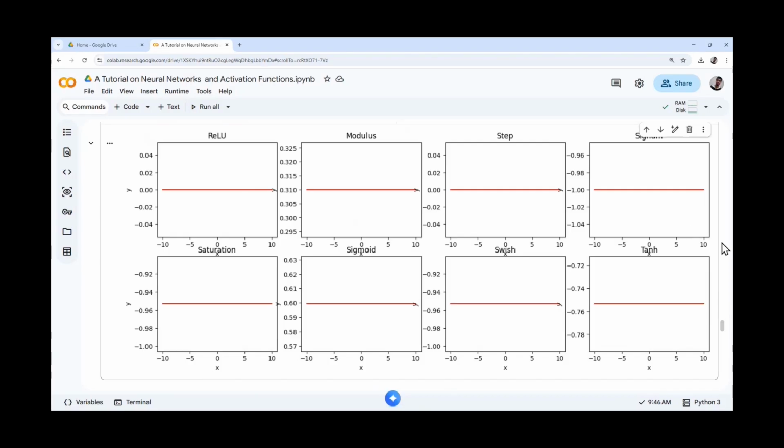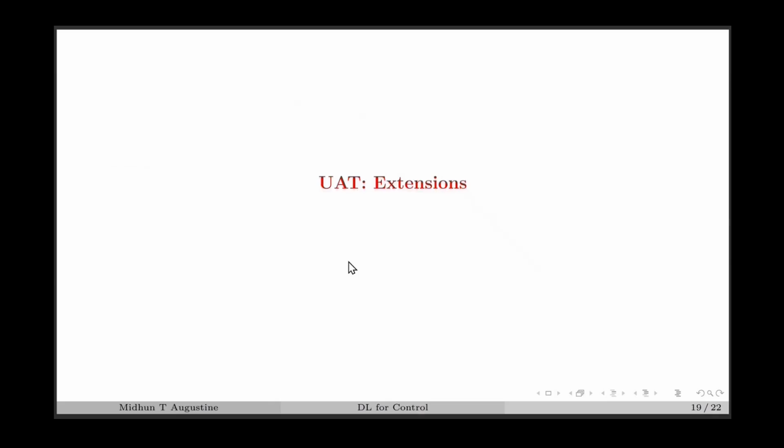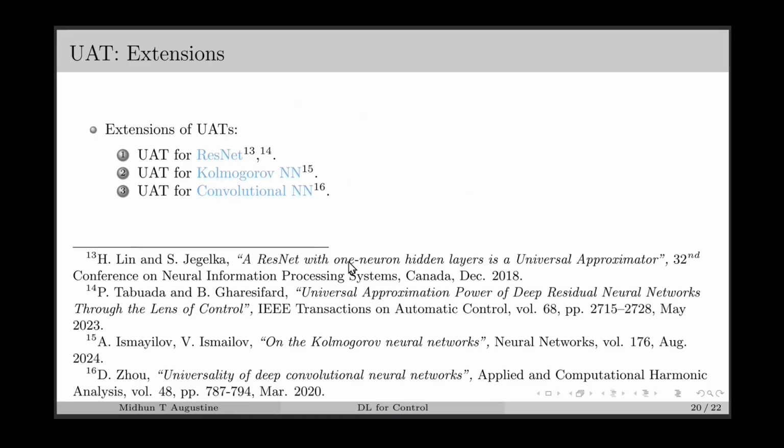Therefore, in the case of deep neural networks, we require the width of the neural network to be sufficiently large in order to have approximation capability. So far, we have considered UATs for feedforward neural networks. Recently, after the introduction of other versions of neural networks, UATs were extended for these networks as well. For example, the UATs for ResNet are studied in these two papers. UATs for Kolmogorov NN are studied in this particular paper. And UATs for convolutional NN are studied in this paper.